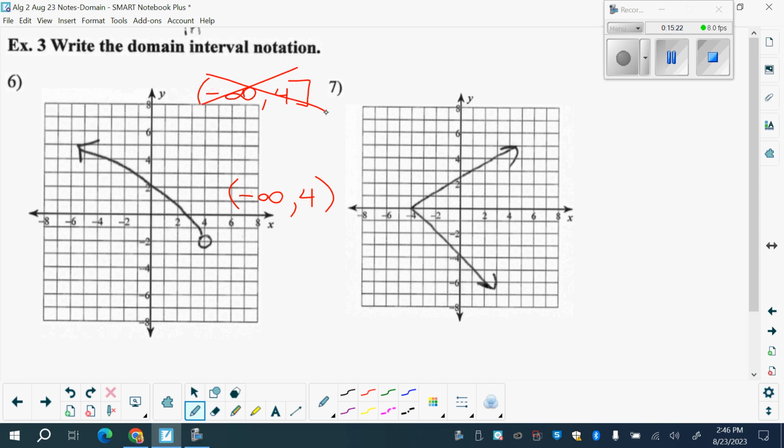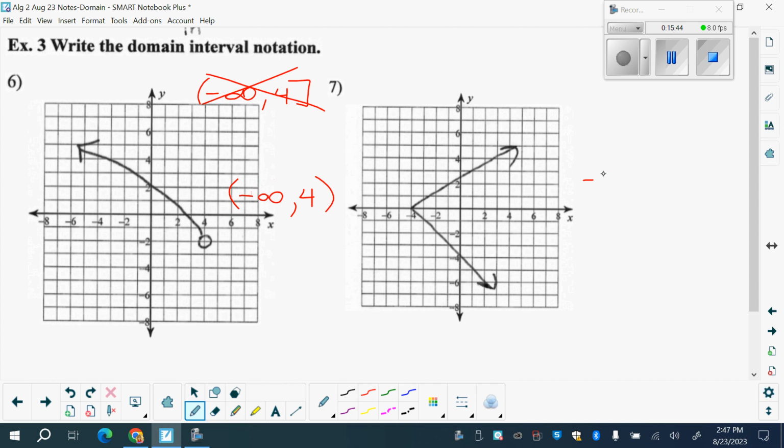Okay, so number 7. Questions on that? That's called interval notation. Starting and ending. Always the smallest on the left, the biggest on the right. It has to be smaller than bigger. Okay, so smallest. What's the smallest over here?